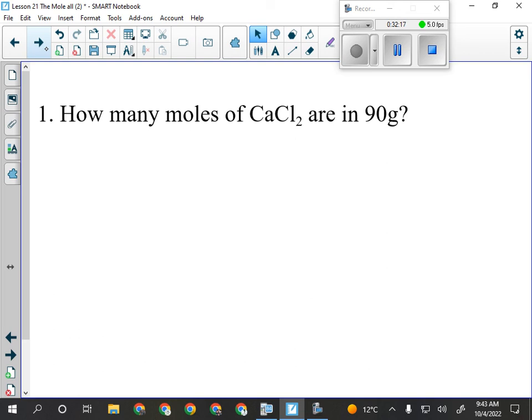So, the first thing you want to do with a mole equation problem is write down your givens. What we mean by that is write down the things the question told you or gave you. So the first thing it says is how many moles? What is it asking me to solve for? Number of moles, which in our mole equation is represented by n. So n is my question mark in this one. I'm being asked to solve for it.